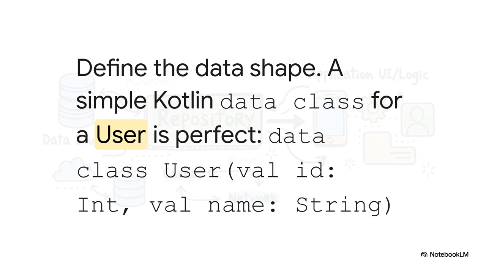Step 1 is the easiest part for sure. We just need to define what our data looks like. In this case, we're making a simple user object with a Kotlin data class. It's got an ID and a name. That's it. This is the little bundle of data that's going to be passed around our whole system.